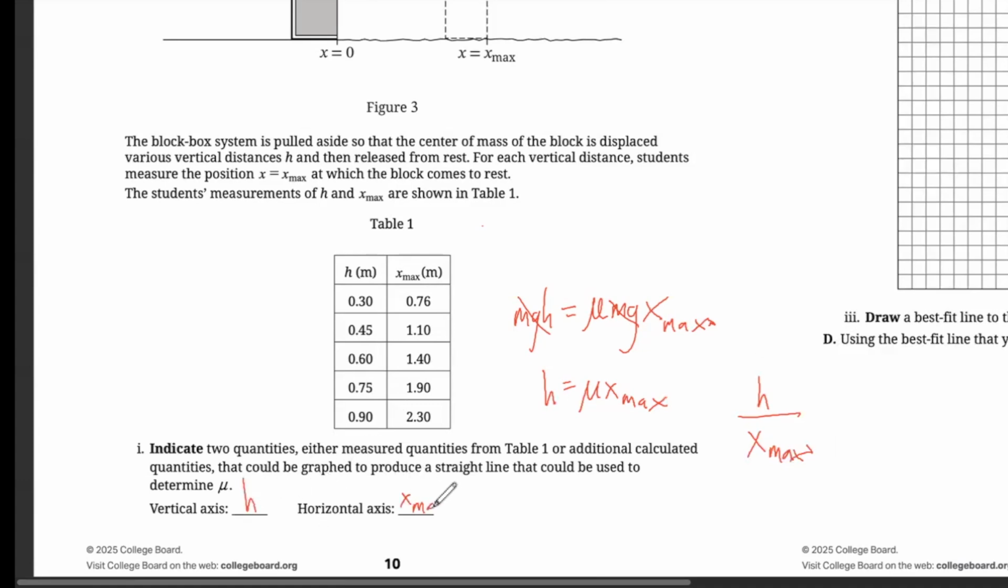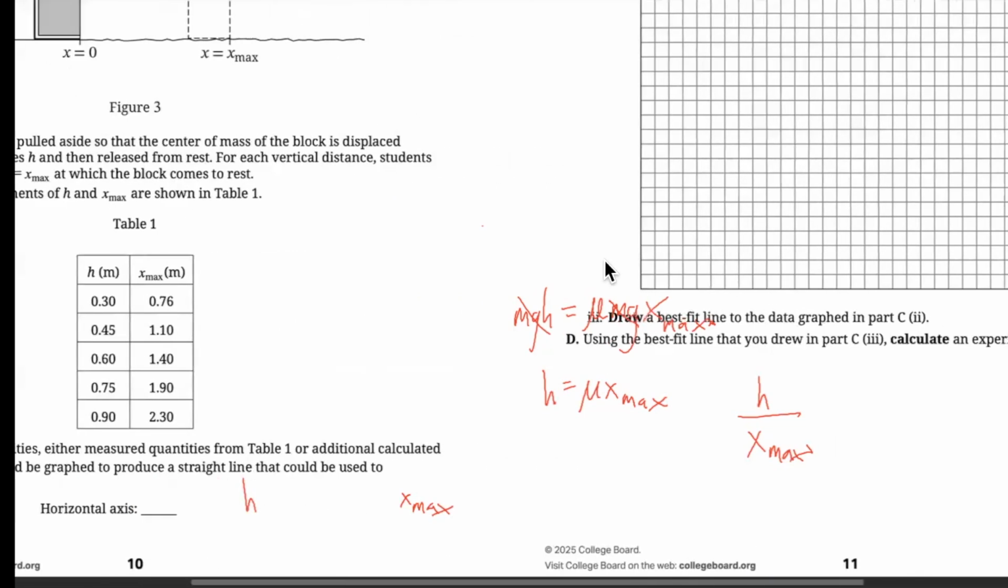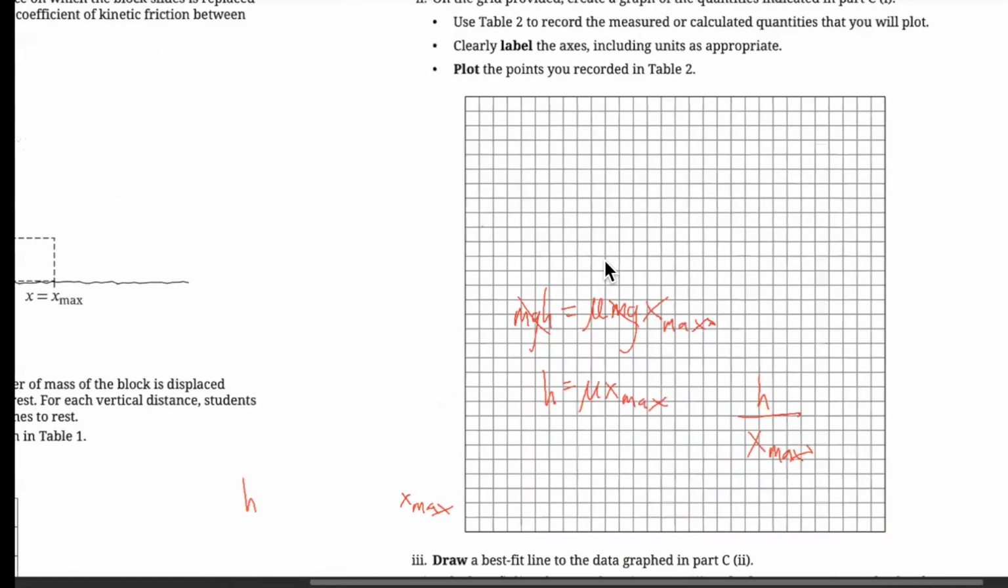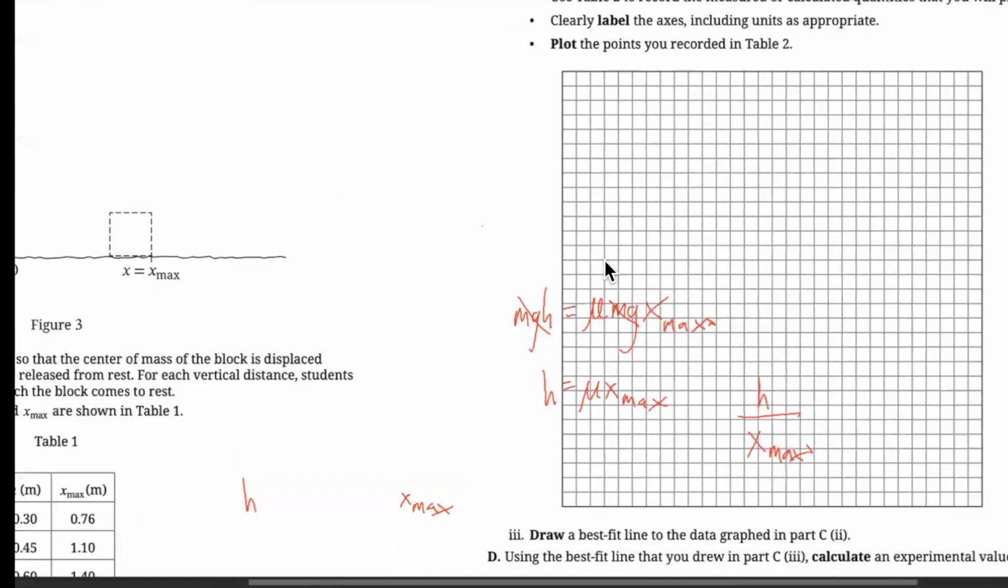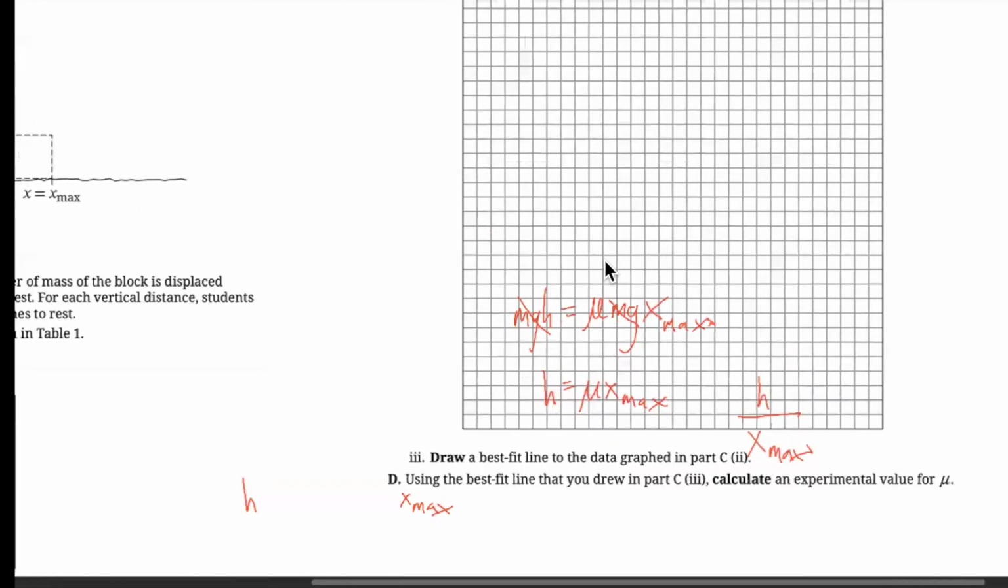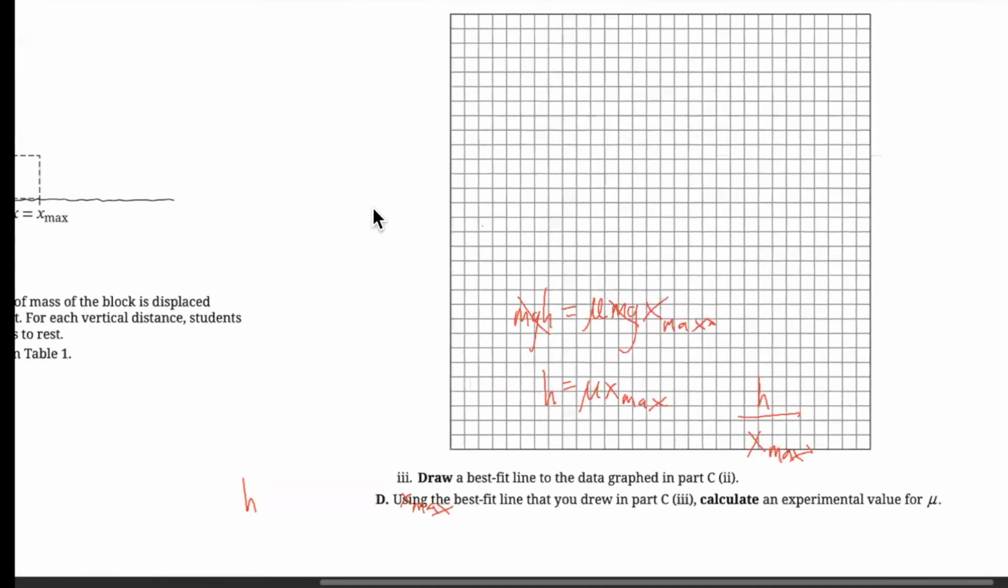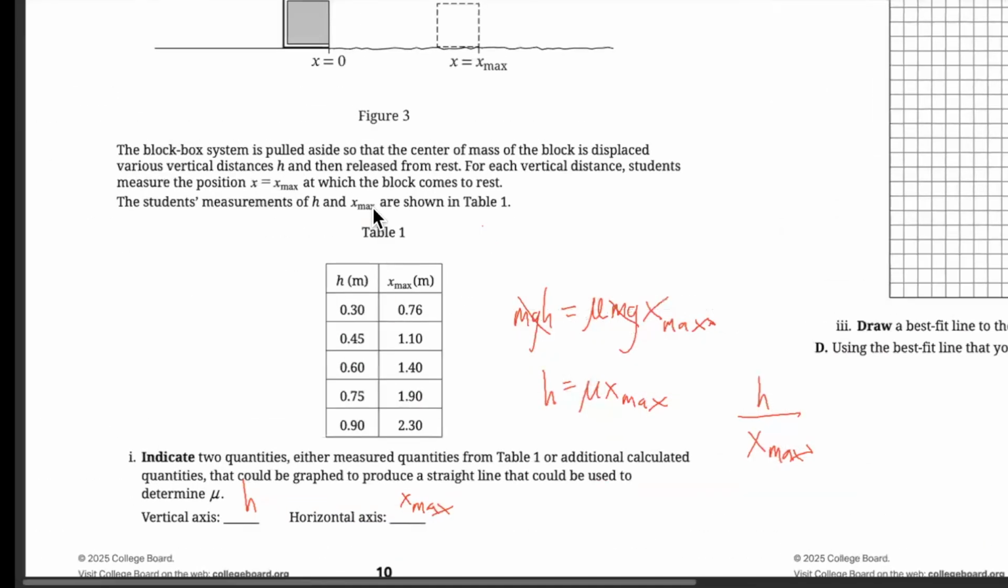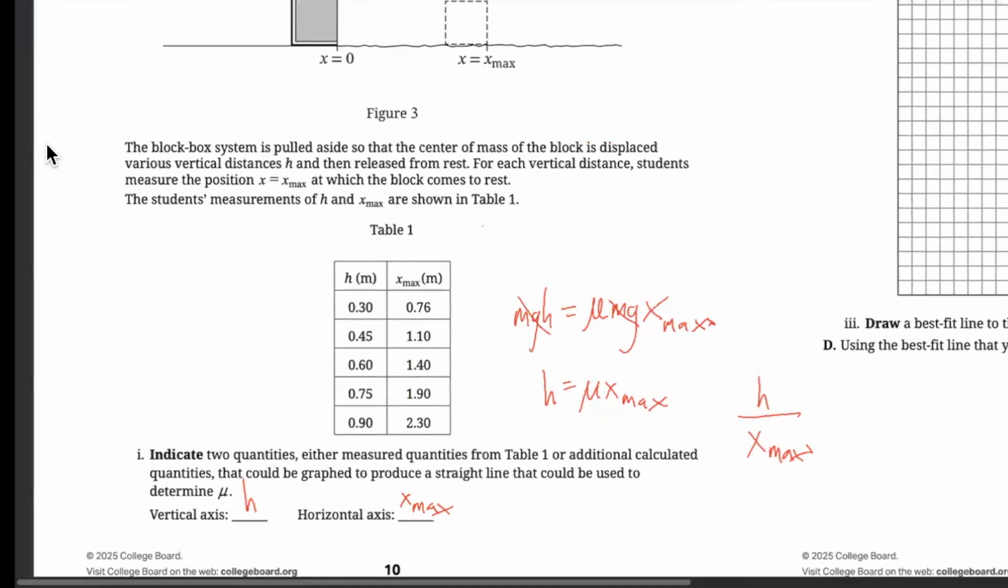Okay, H, X max. I feel like you guys can probably plot the data, so I'm not even going to attempt to do that here, because I can't see the data points when I actually go to this graph. However, this already tells you what to graph. Put H on the vertical axis and X max on the horizontal axis.